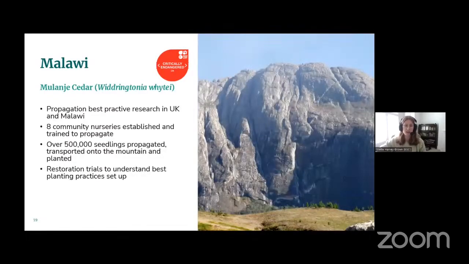Another one is the Malandi cedar. This is critically endangered and endemic to Malandi Mountain in Malawi. Unfortunately, I think the last mature individual has now been cut and is lost. But luckily, we have been working on this project for a number of years. Some of our partners in the UK, I think Bedbury Pinetum, have been working with partners in Malawi to improve the propagation of this species. There are now 8 nurseries around the mountain propagating it, and we have over 500,000 seedlings, which are being planted back on the mountain through restoration trials. This is a really exciting, quite large-scale project.